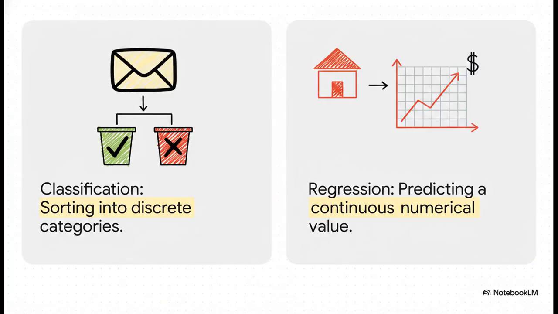Classification is all about sorting things into buckets or categories. Is this email spam or not spam? Is this a picture of a cat or a dog? It's a choice between distinct options. Regression, on the other hand, is all about predicting a specific number from a whole range of possibilities, like what is the exact price of this house, or what will the temperature be tomorrow afternoon.